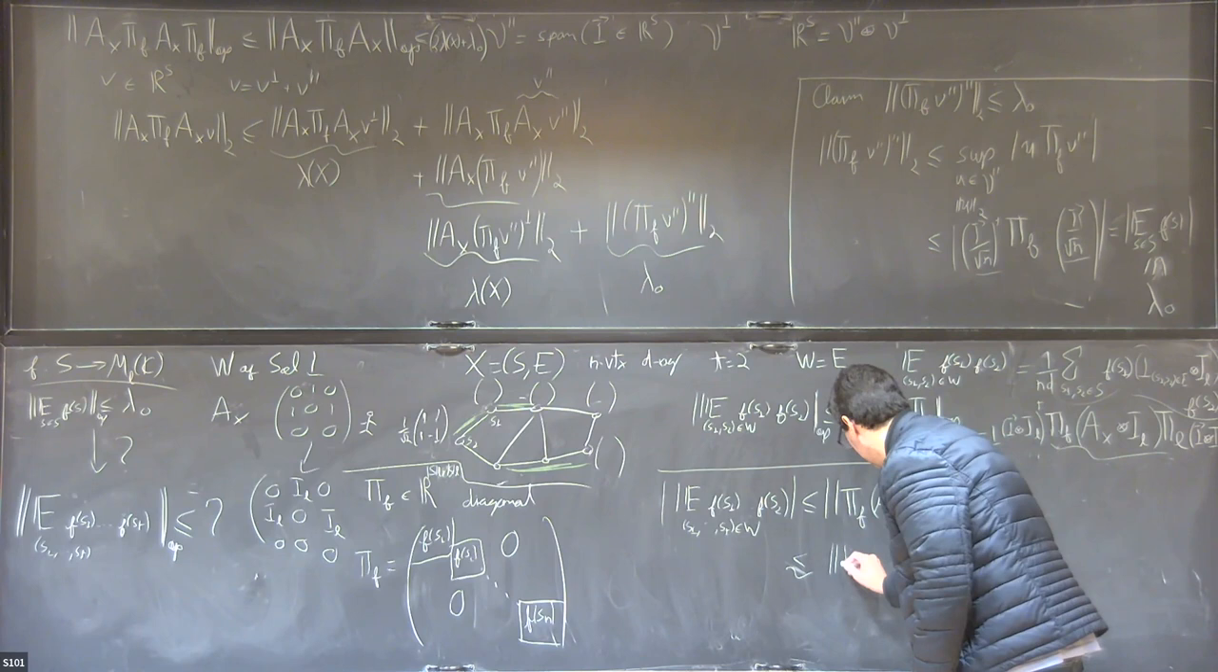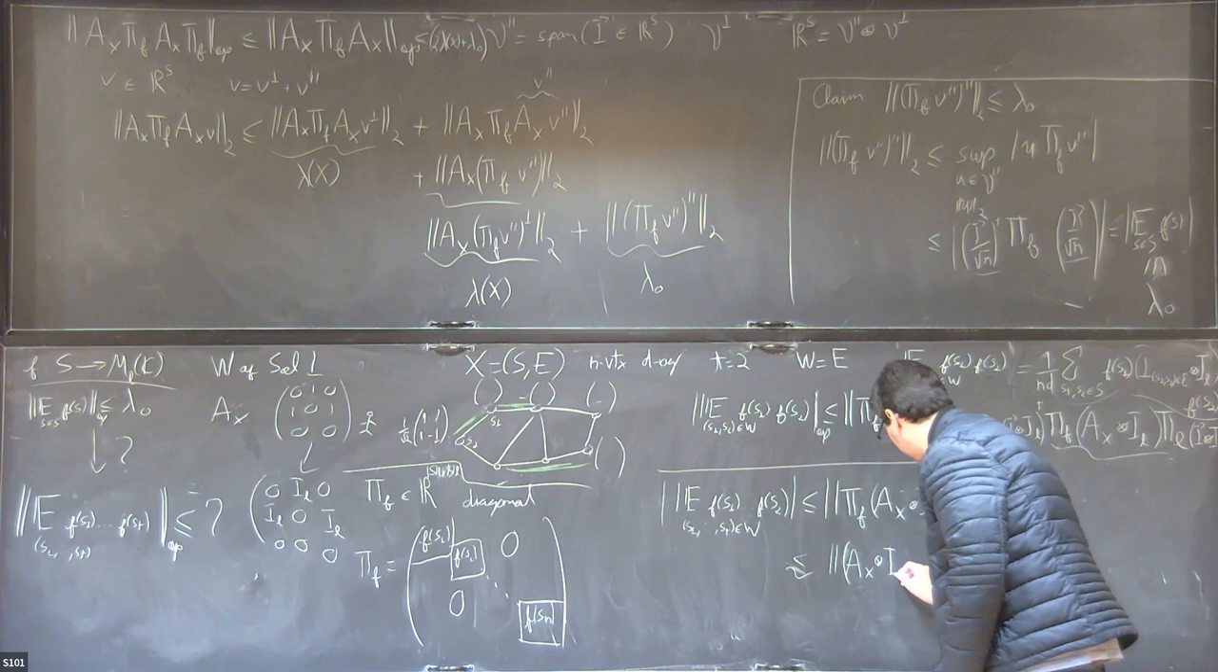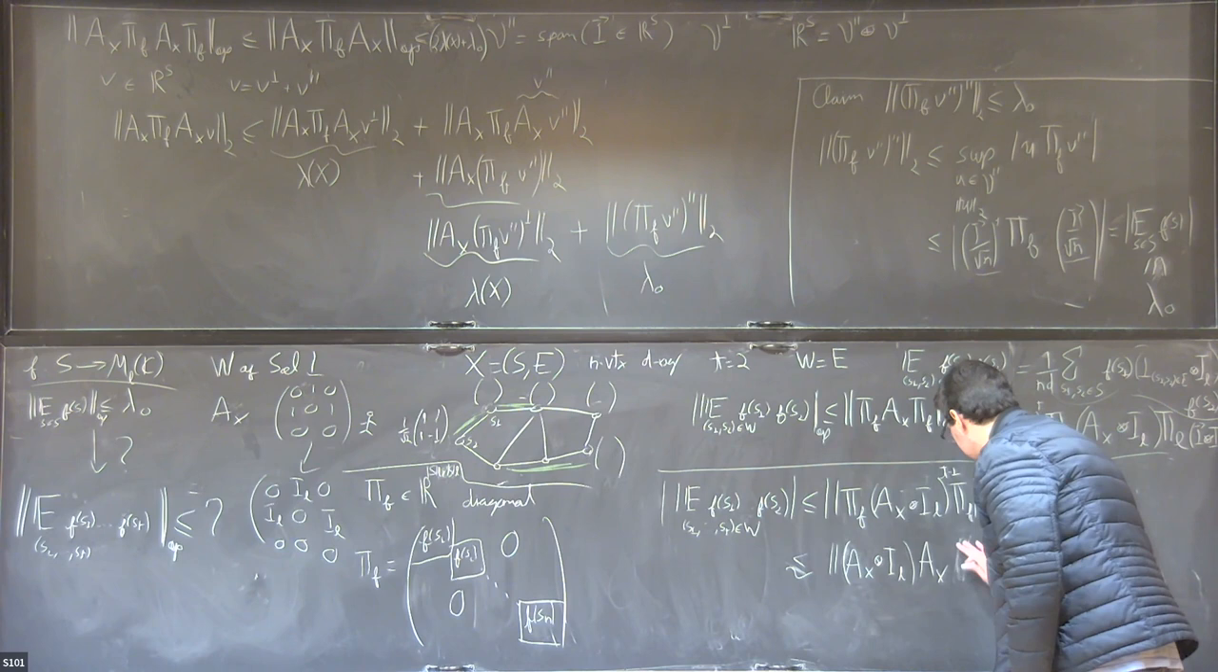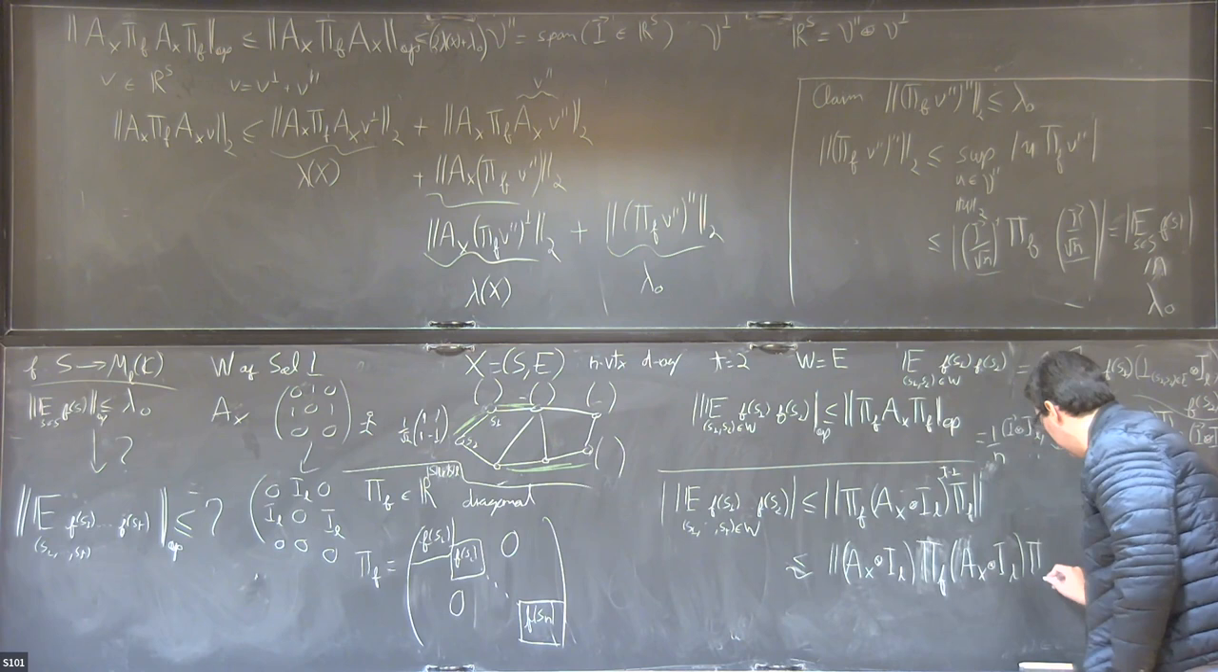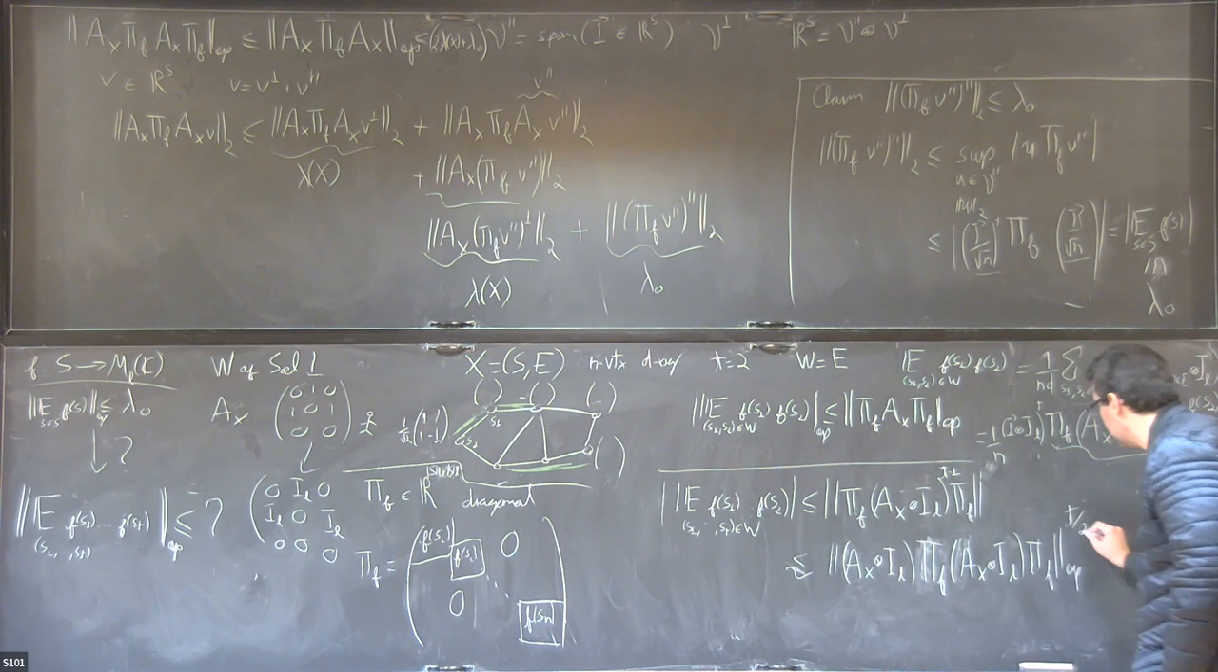So this is A_X tensored with the identity. Now our ones became big identity matrices. This is A_X tensored with the identity, this is pi f, and you would like to understand the operator norm of this thing, for t equals 2. The generalization is extremely natural.